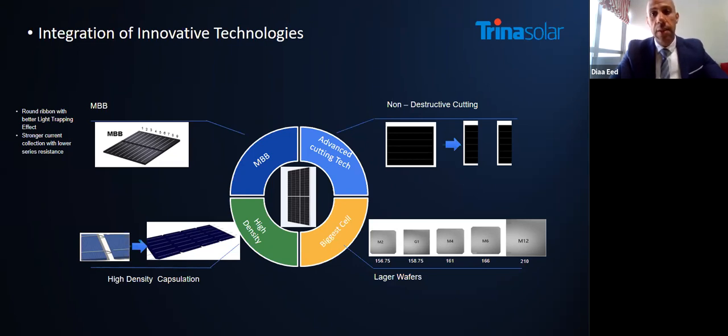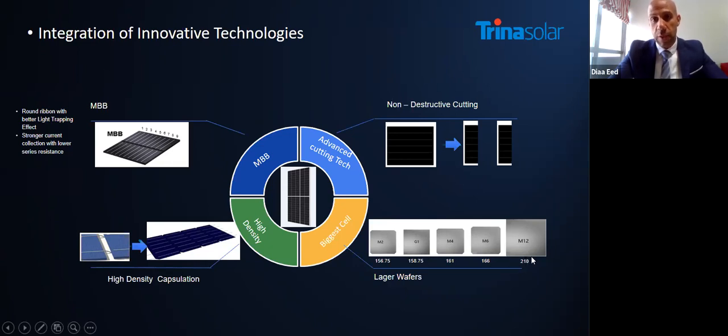So talking about the 210 module, or the Vertex module, we will start from the cell itself. The cell is the largest wafer right now. The cell started from 156, 158, 161, 166, which was the standard until last year. There was a missing size here, M10, which is 182. Some of our competition decided to continue the cycle as it is, but we took the risk and jumped to M12 and have a 210.